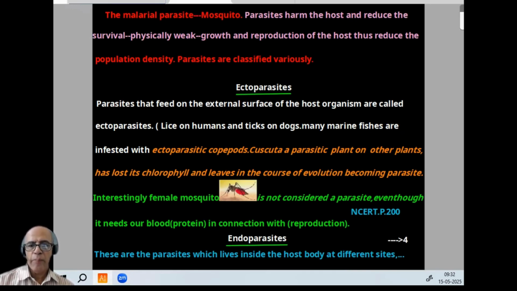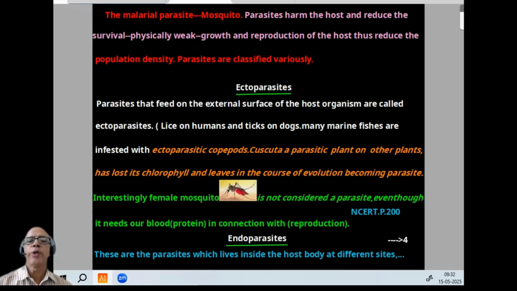Now, a typical comparison is given with the mosquito. Interestingly, the female mosquito is not considered a parasite, even though it needs our blood protein in connection with reproduction. NCERT page number 200 is given. That is regarding ectoparasites and examples in connection with NCERT.